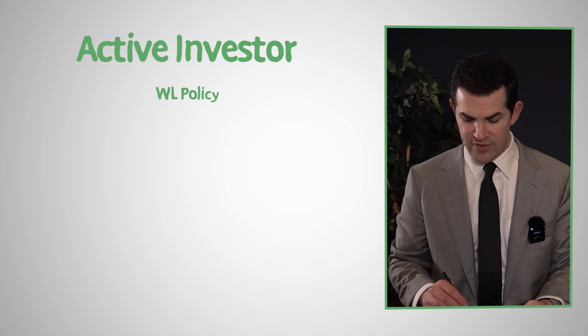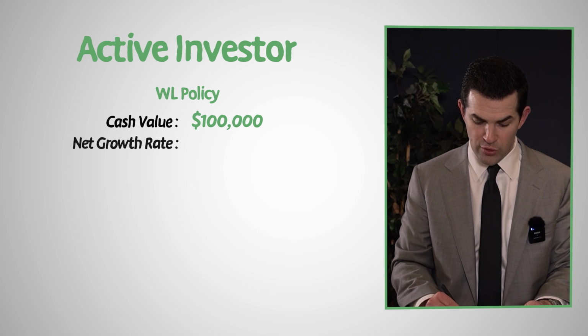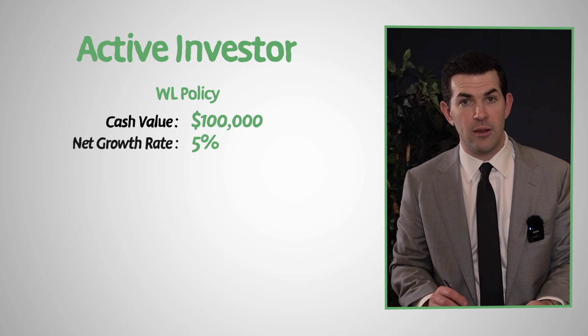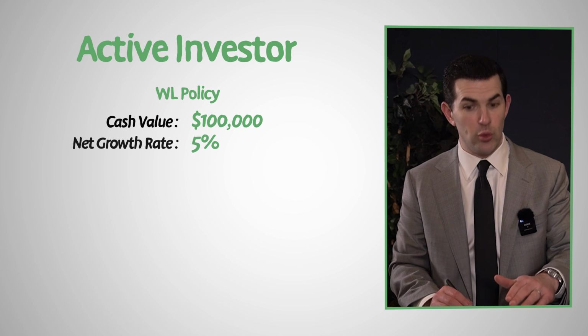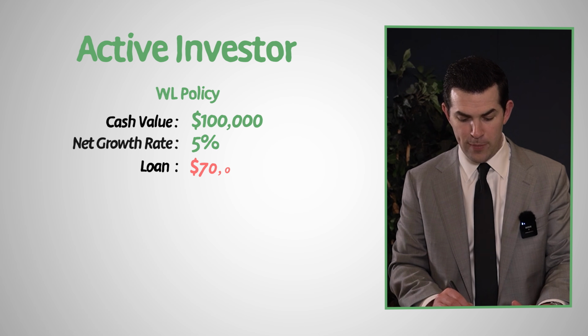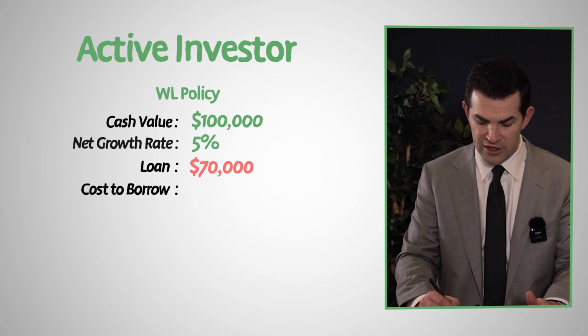You've built the cash value up to $100,000, and we'll assume that the net growth rate is 5% per year. You see an opportunity that requires $70,000 of capital. So to get that $70,000, you take a loan against your policy. The most you can borrow is whatever you have in cash value. We'll assume that the cost to borrow is 5%.